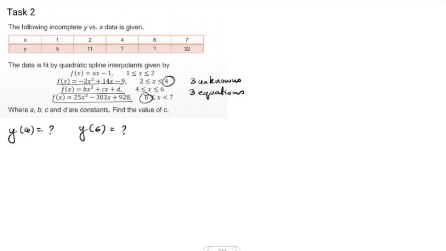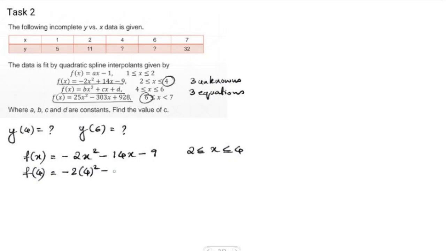So let's take the second spline, that's minus 2x squared minus 14x minus 9, and we will put in the values for this spline. This spline is going from 2 to 4, that's its domain. So we'll take out the value of y for the spline at x equal to 4. So here we have minus 2 times 4 squared minus 14 times 4 minus 9. So we have f of 4 is equal to 15. Okay, so we've got one value here.